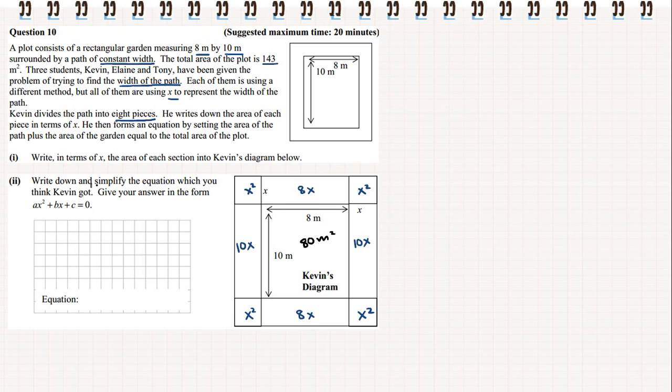Part 2. Write down and simplify the equation which you think Kevin got. Give your answer in the form ax squared plus bx plus c equals 0. So we're told he forms an equation by setting the area of the path plus the area of the garden equal to the total area of the plot. So even if we form our equation in words first, area of the path plus area of the plot equals the total area.